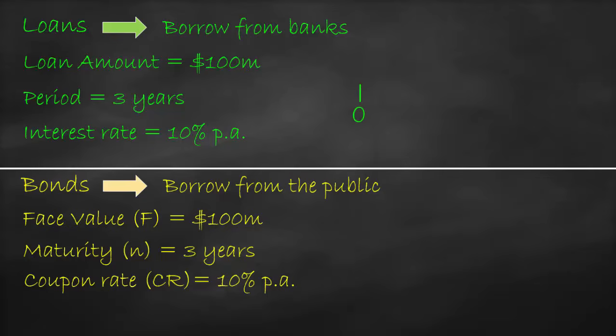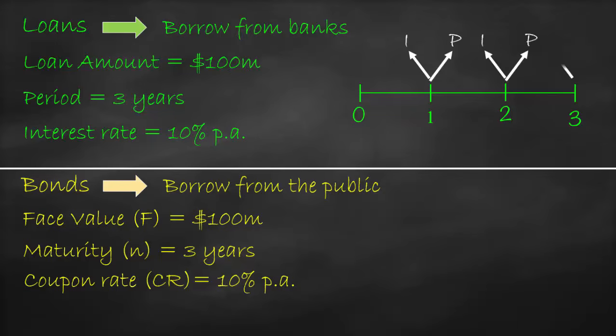Regarding loans, if we take a loan for 3 years, so here we have year 0, year 1, year 2, year 3. So every year we pay interest on the loan, and we pay part of the loan, which we call principal. So every year we pay interest and principal, interest and principal. And that's why this type of a loan is called amortized loan.